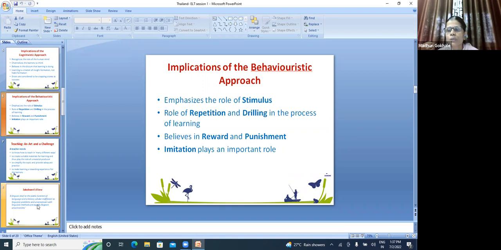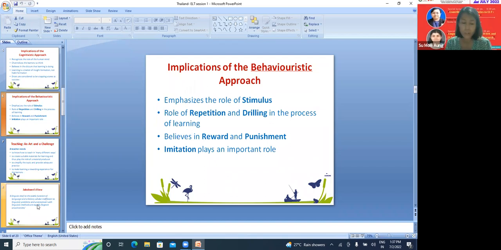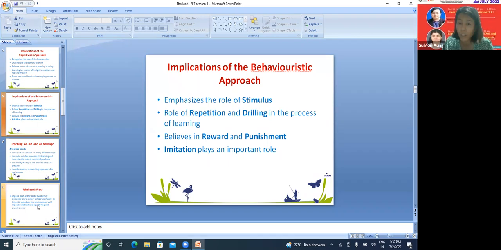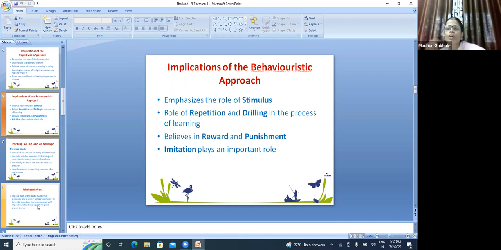Please unmute yourself, Suman. Yes. For example, we play a game and the game operates as a stimulus. What else can operate as a stimulus in the classroom? If the students can learn something, we give something they want as a reward. Okay, so a reward can be a stimulus because that can motivate them to learn.